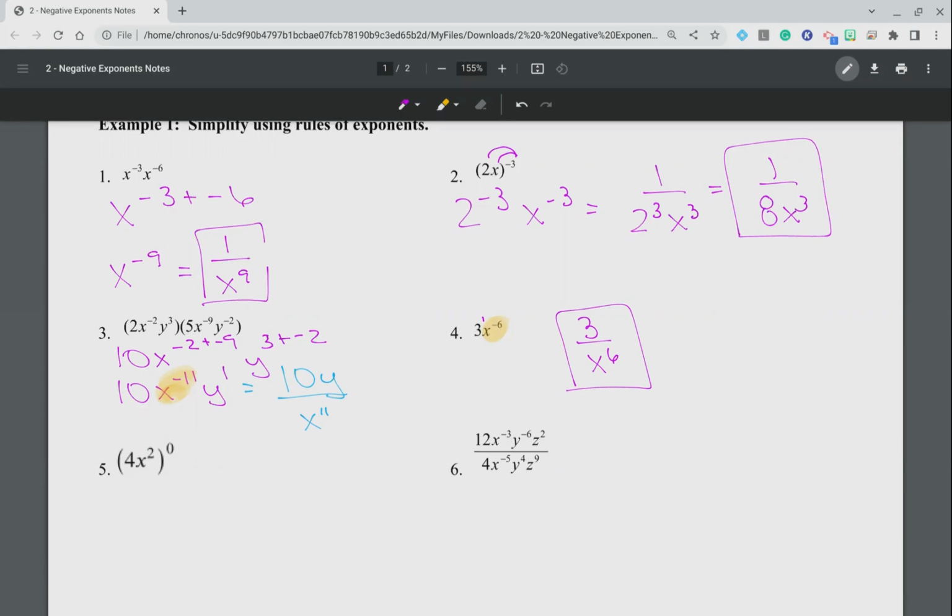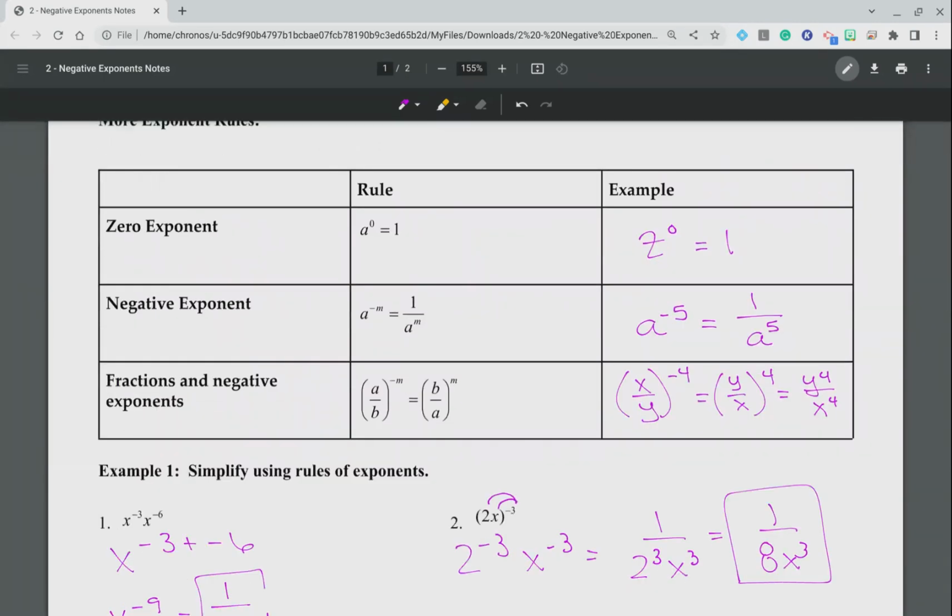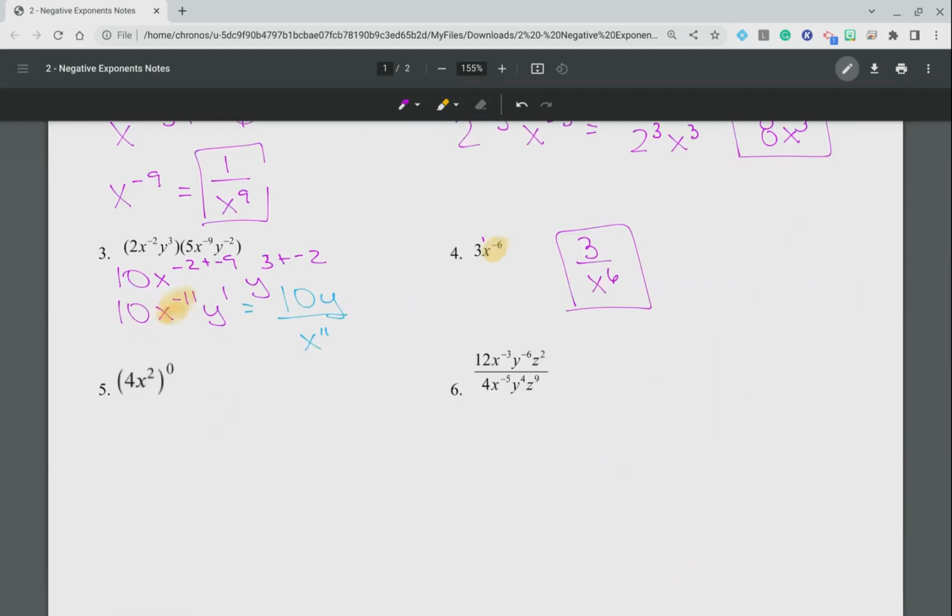Problems like number 5, you should always be very excited to see, because remember our rule, anything to the 0 power is always 1. So if I have 4x squared raised to the 0 power, that's 1. And now we've got this quotient one here. Remember, when you are dividing exponents, you are subtracting. So this is where we have to be very cautious with our negative signs.